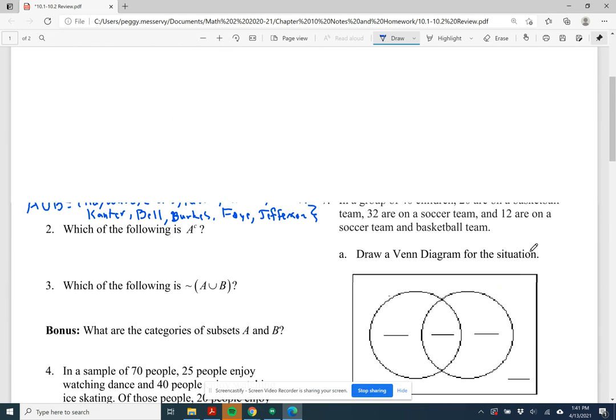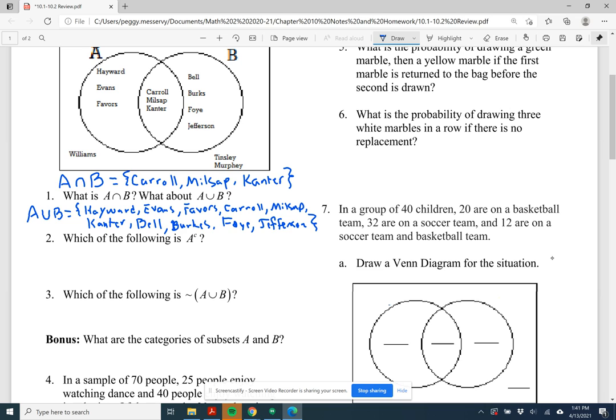Which of the following is a complement, but we don't have a multiple choice or anything like that, so we're just going to list everything that's not in A. Remember, this means not A. So not A, and we have other notations. We have not A, or we can say not A, which is the word not. Okay, so A complement, that's what we're writing. Everything that's not in A.